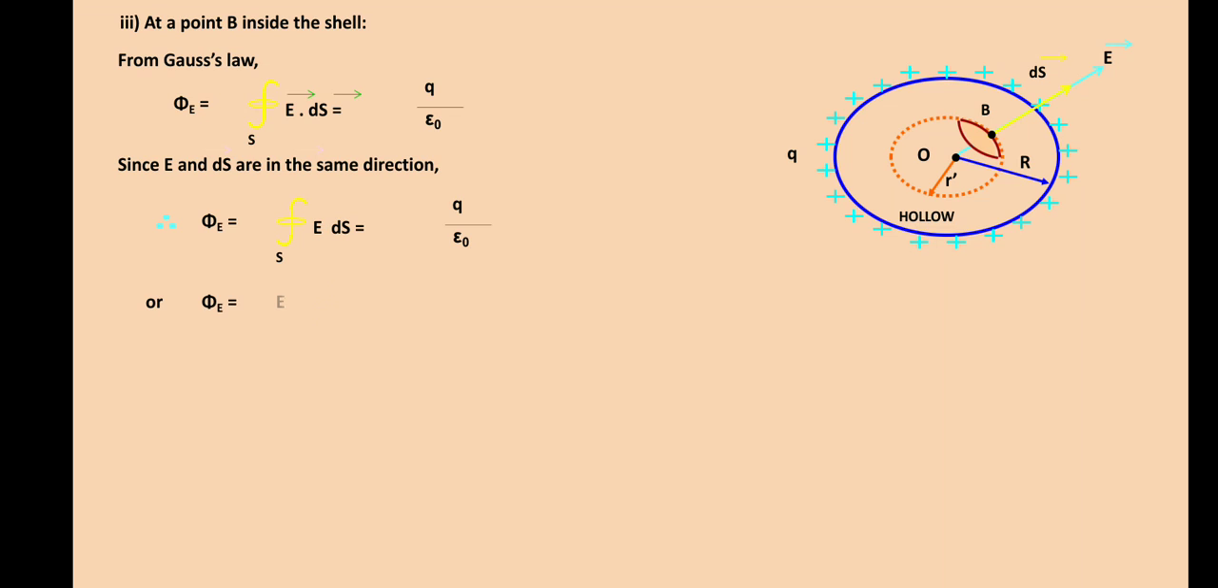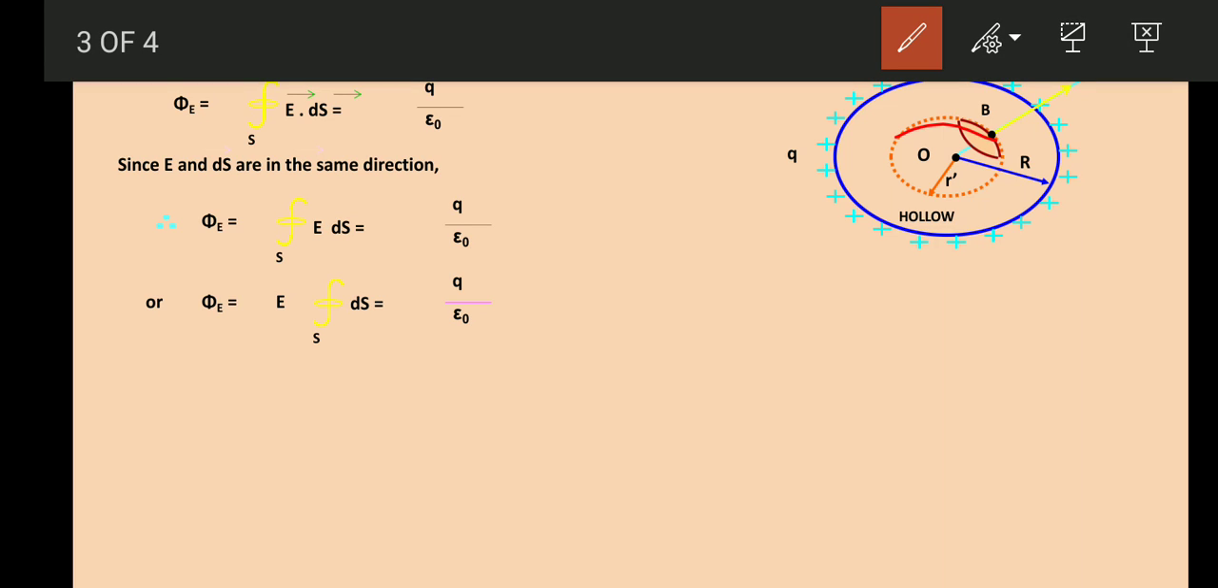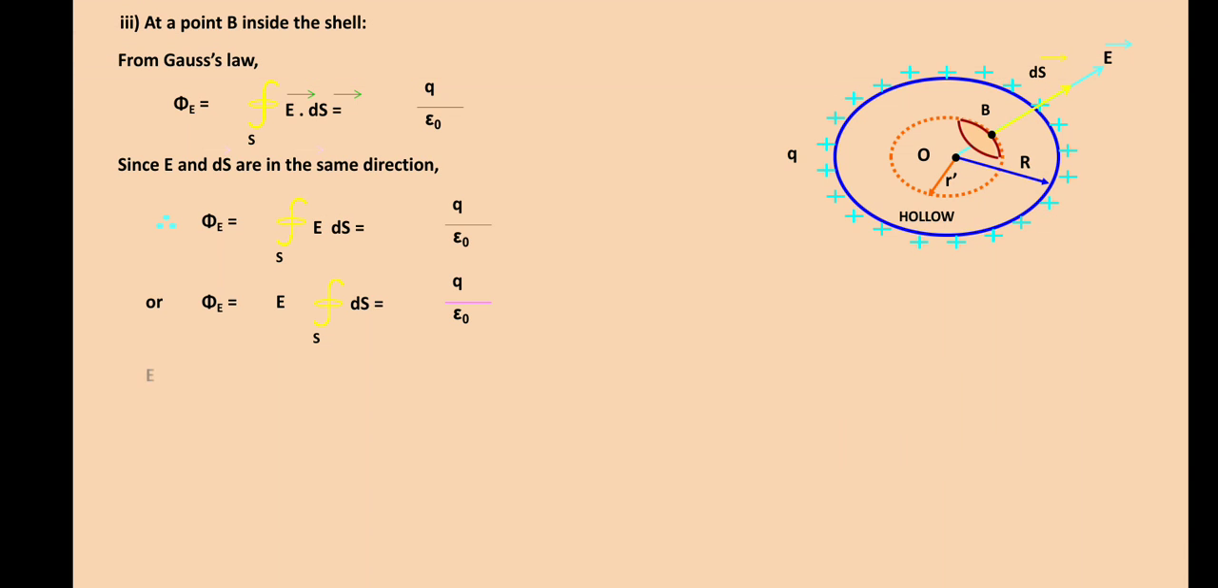Now the integration value we have to find as in the previous case, but in this case the area of this Gaussian surface is this small area, and its radius is r prime, so the area will be 4 pi r prime square. Then substitute the value: E into 4 pi r prime square is equal to q by epsilon naught, or the electric field intensity is equal to 0 by 4 pi epsilon naught r prime square.